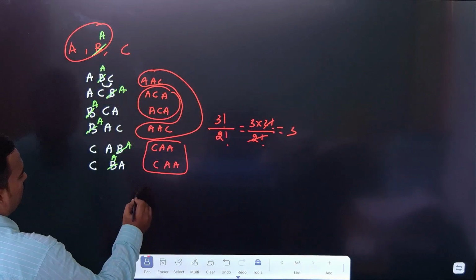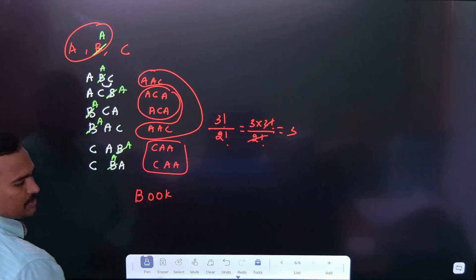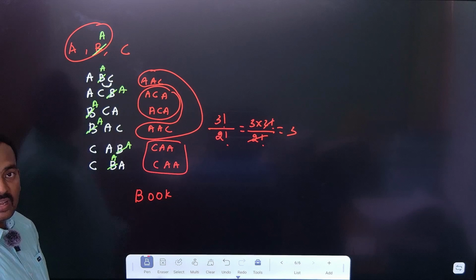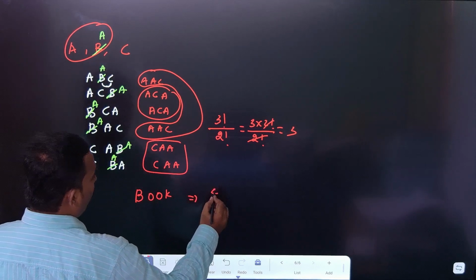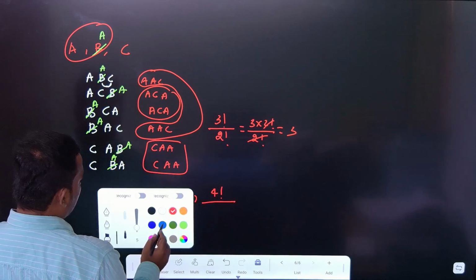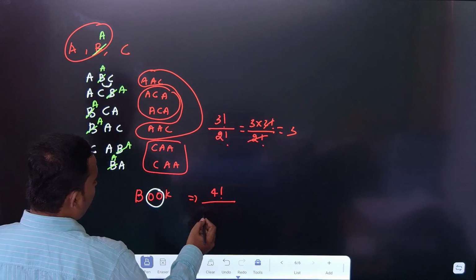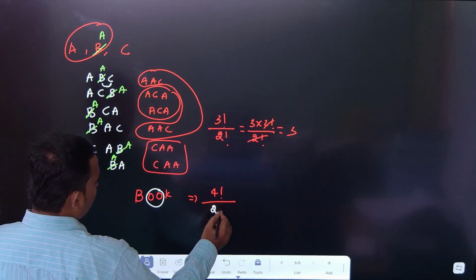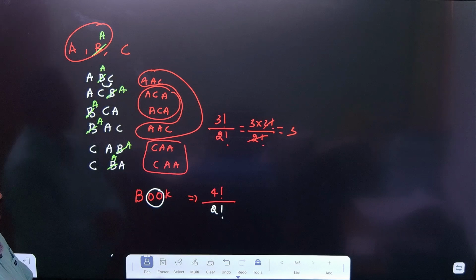Let us take a book. How many ways to arrange this? You can see there are 4 letters, so 4 factorial. Out of that, 2 letters are repeating, right? Therefore, you have to divide by 2 factorial. Clear? Okay.